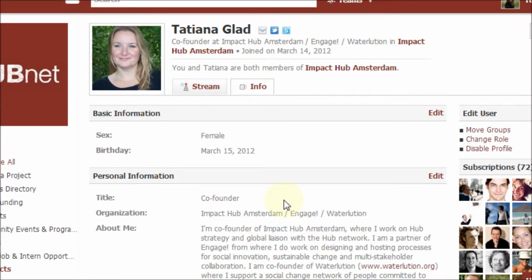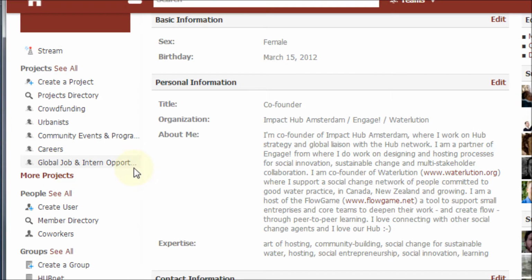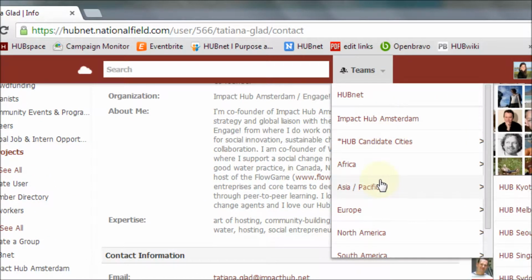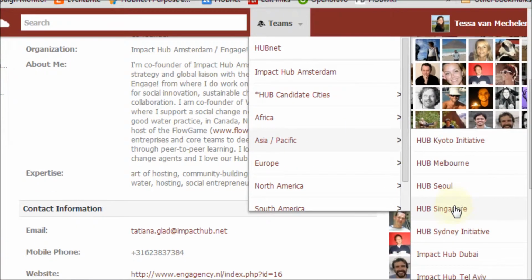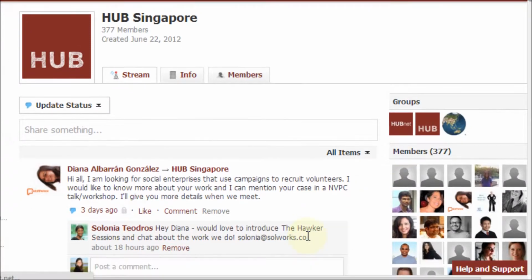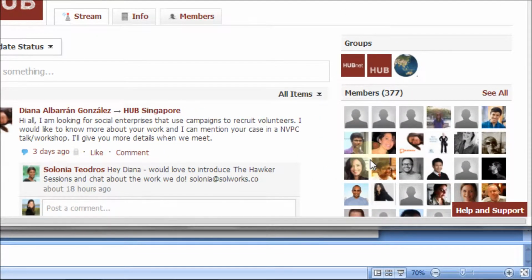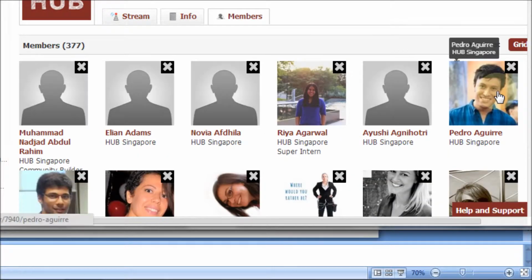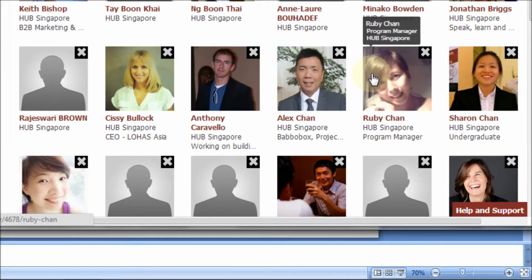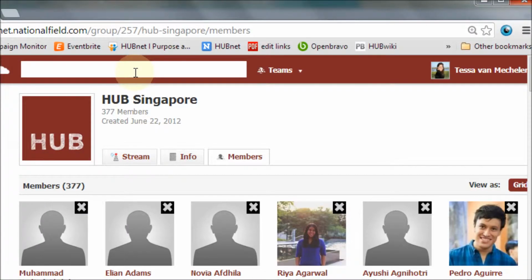Now maybe I don't know exactly what the person is called who I spoke to in the hub. Then I can navigate to the hub I was in, for instance, Singapore. Look at the members who are listed on the right, and then find out if I can re-find them by looking at their picture and contact them again about the interesting conversation we had.